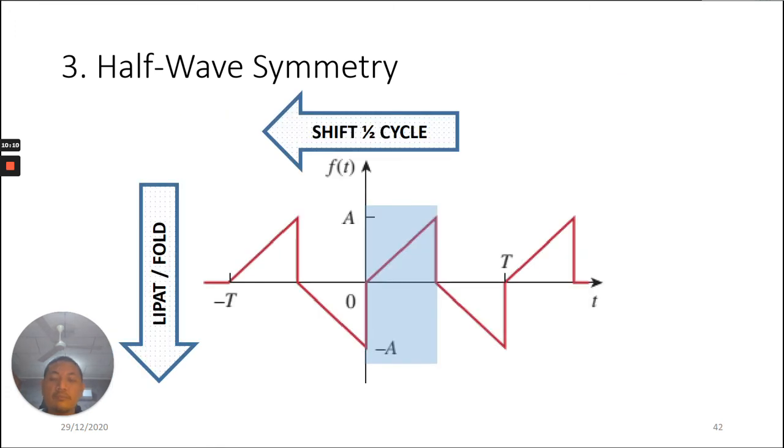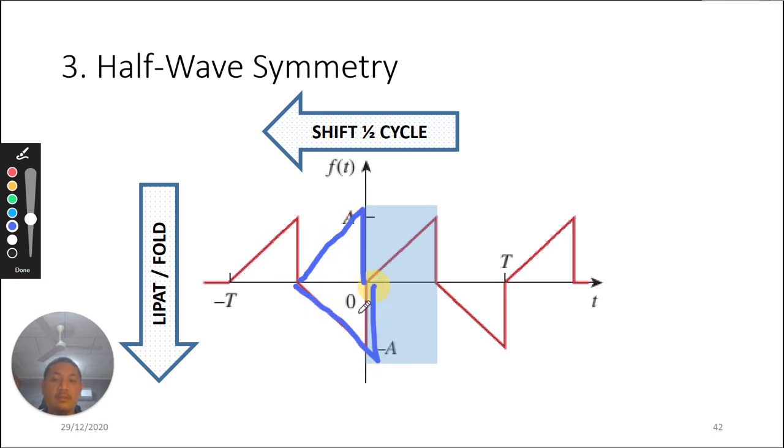All right. So basically, instead of folding the half cycle of the waveform, you shift it to the left by half cycle and then fold. And if it shows the same waveform, then that is a half wave symmetry. For example, this one, if you shift, you'll get this, and then you fold, you'll get this. So this proves that it is a half wave symmetry.